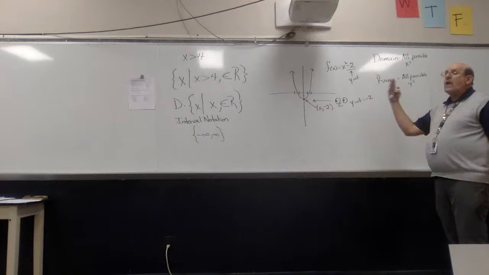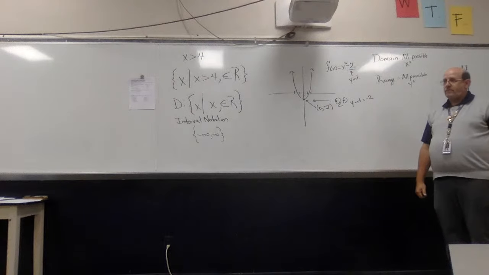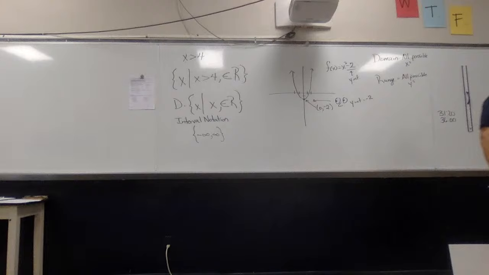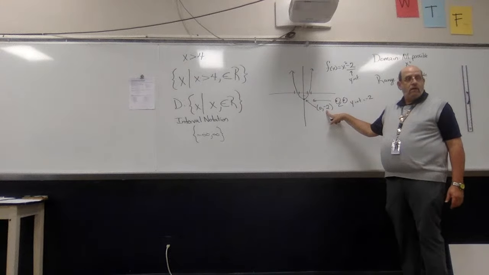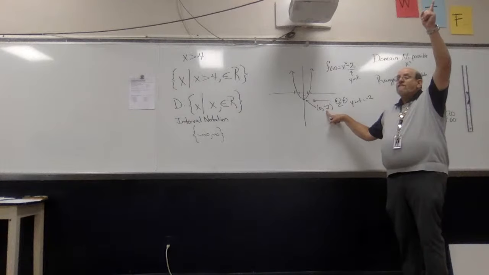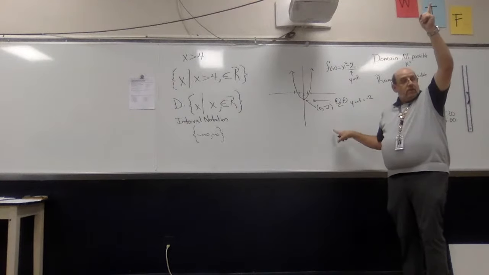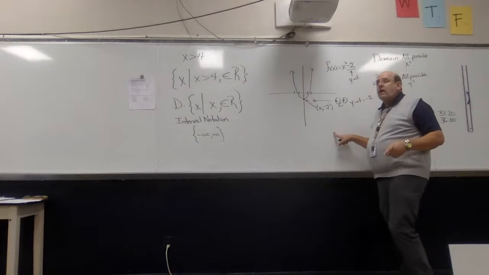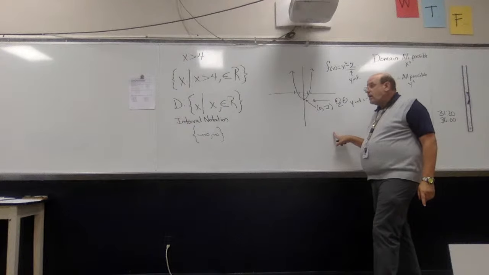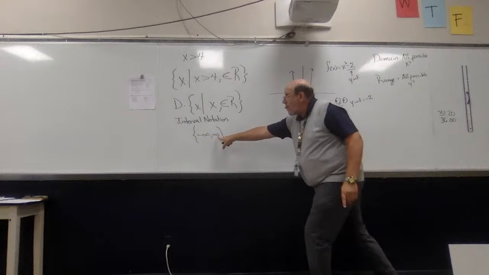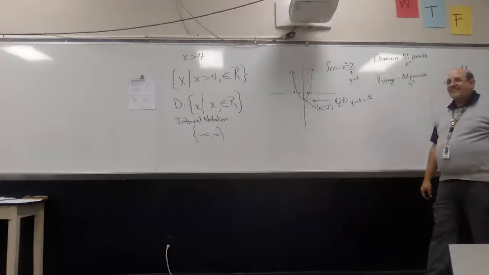Let's talk about the range of this function. Is there a bottom to this function? Does it have a bottom value? Yeah. How low does it go? -2. Yeah. But it goes up, and it goes up forever. That's what those arrows mean, right? You're on top of it.